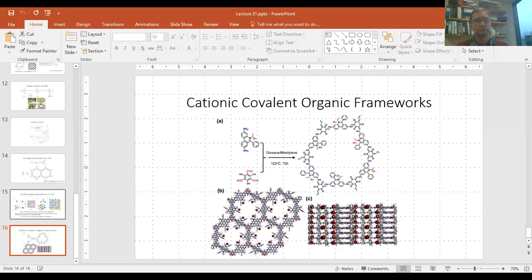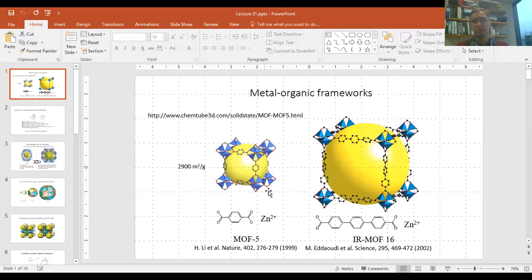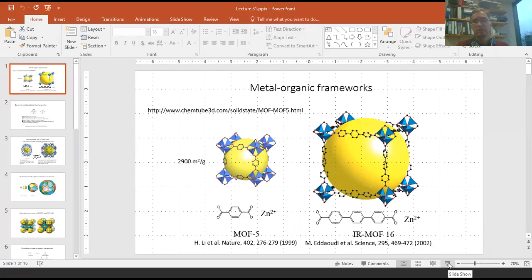So let us now move over to the next chapter. We will continue with porous materials, which will be about metal organic frameworks and covalent organic frameworks.